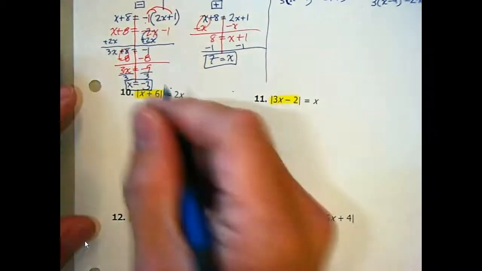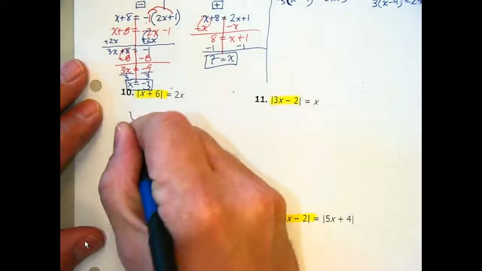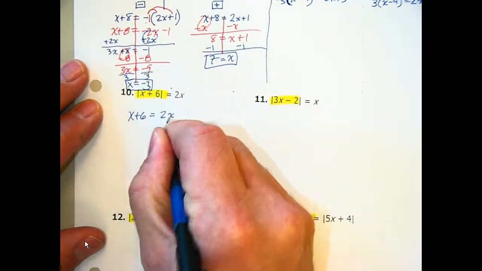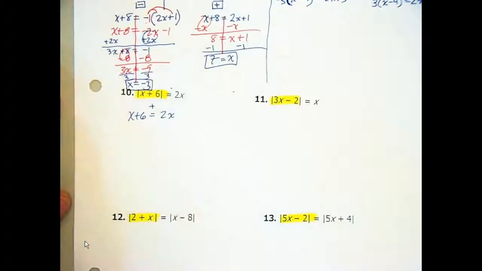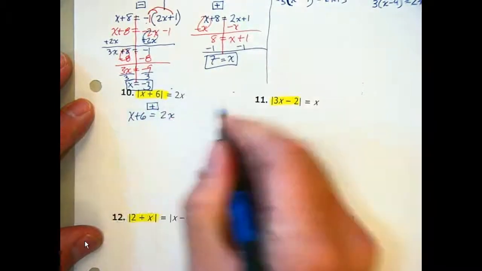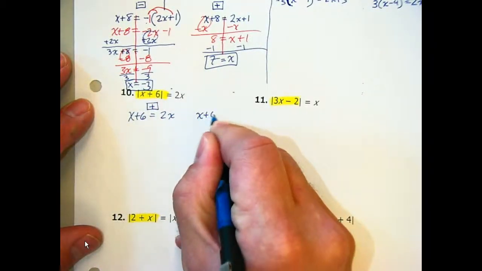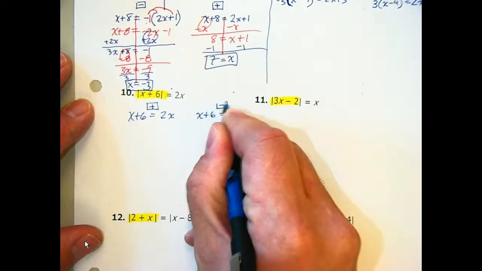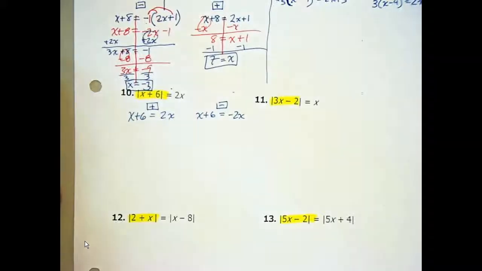Look, number 10, positive case, x plus 6 equals 2x. That's the positive case. Negative case, x plus 6 equals negative 2x. That's the negative case. Now, how many of you can solve those equations? If you can solve them, then you're done, right? Collect your variables on the same side and then solve for that variable.